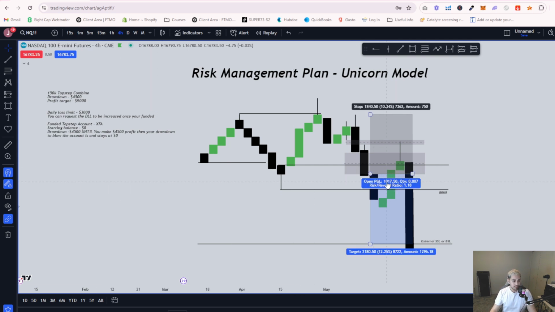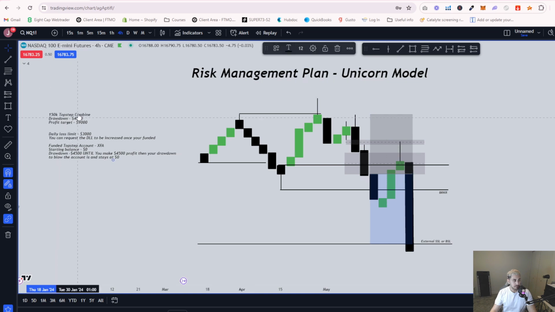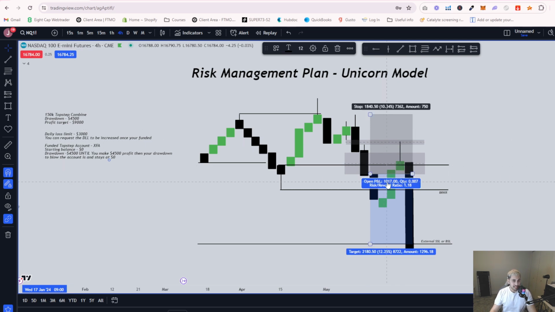So if you were to hit a 1-to-1 at the beginning, once you get your first 100K, 50K, 150K Top Step, even Apex account, any futures firm's account, I would risk 1% right off the bat, or even 0.5% if you don't have much conviction in this model yet. And that's why I recommend you guys go backtest and see for yourself that this is a very high win rate model.